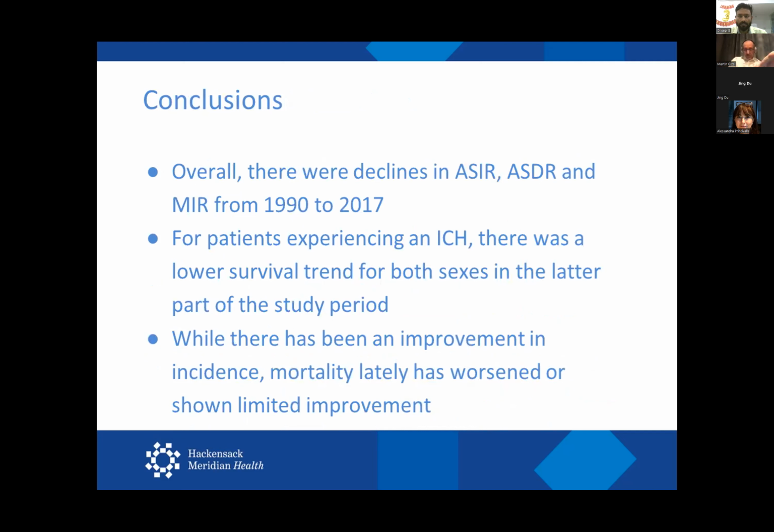So this is not the final conclusion of the talk, but the conclusions of this study that I'm going to discuss for the next few minutes are that we had overall declines in incidence, death rates, and the mortality to incidence ratio throughout the period. So for patients experiencing hemorrhage, there was a lower survival trend for both sexes in the latter part of the study period, which again, that's the surprising piece. So while there's an improvement in incidence, mortality has worsened lately.